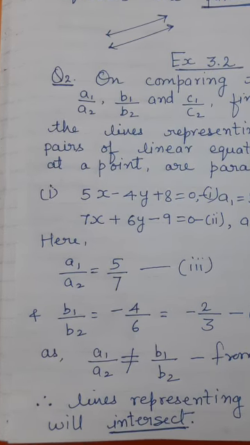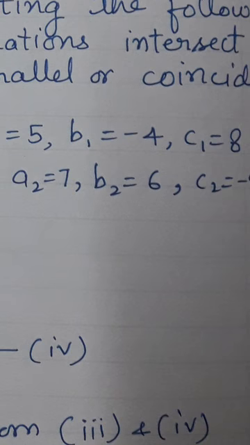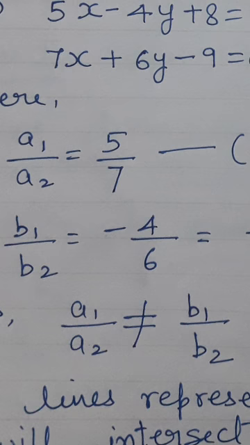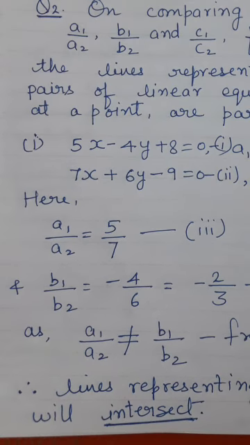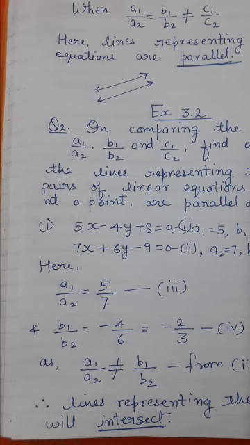After this, we will find b1 by b2. We will place the values of b1 and b2 from here. b1 is minus 4 and b2 is 6. So b1 by b2 is equal to minus 4 by 6. Using the table of 2, we can cancel it. After cancellation, we get minus 2 by 3. Say this one is equation 4th. Always remember, whenever we have to find ratios, they should always be expressed in the simplest form.